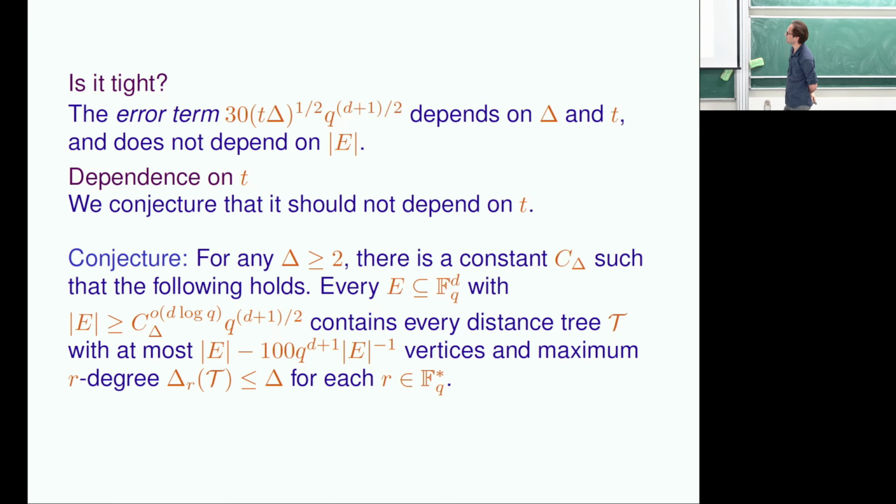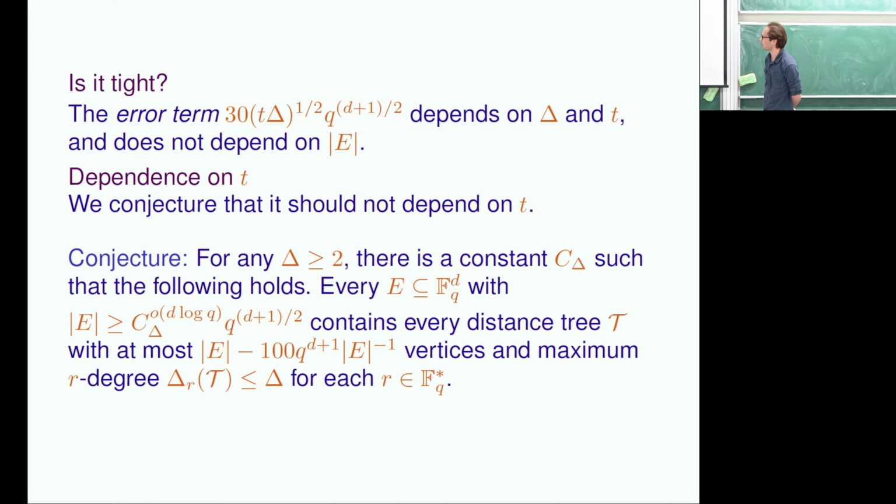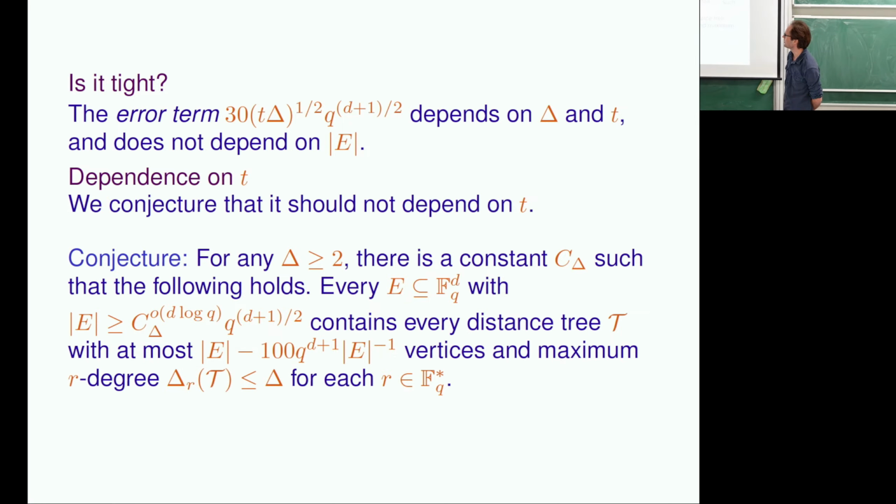We also have a dependence on the number of different distances. And we conjecture that, at least with the right statement, maybe you couldn't get the r-degree here, but at least with the right statement, we could remove the dependence on the number of distances entirely.